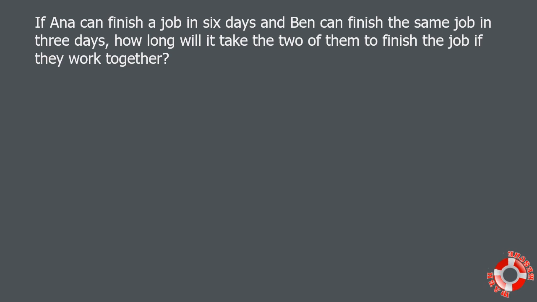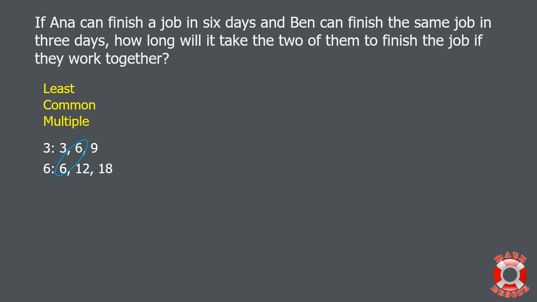Since the number of days Anna and Ben can finish a job separately are given, 6 and 3 days respectively, the first step is to find the least common multiple of 6 and 3, and that is 6.